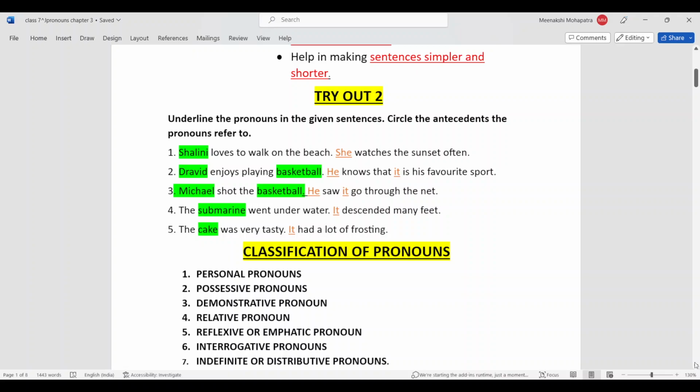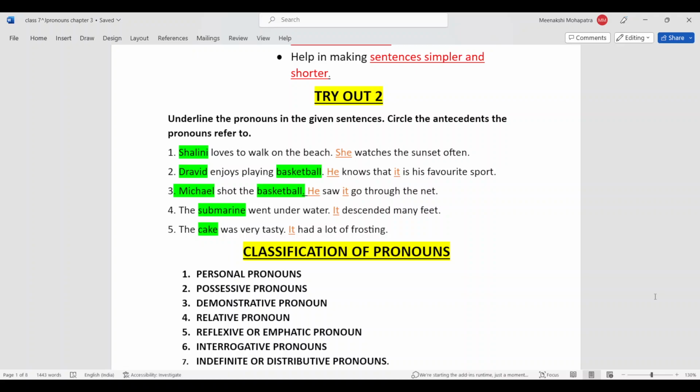So what do you mean by antecedent? Circle the antecedents. Antecedent means that word which comes before the pronoun in the sentence. Which is the pronoun in the sentence over here? It is she. So what is the noun which comes before it? Shalini. So please circle Shalini as the antecedent and she has to be underlined as the pronoun.